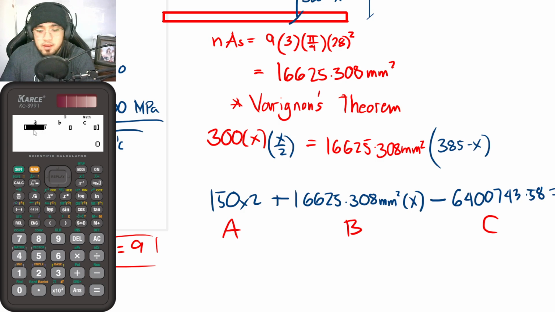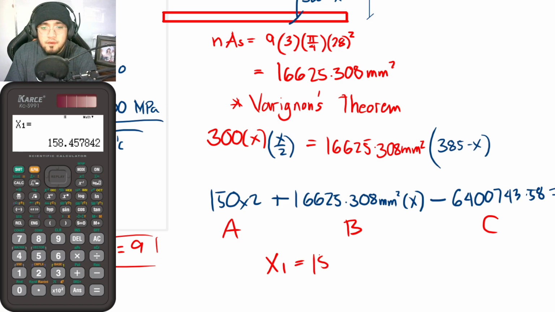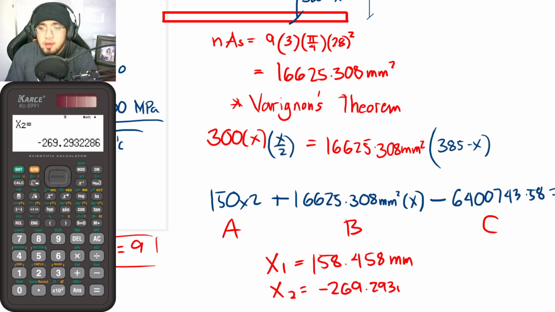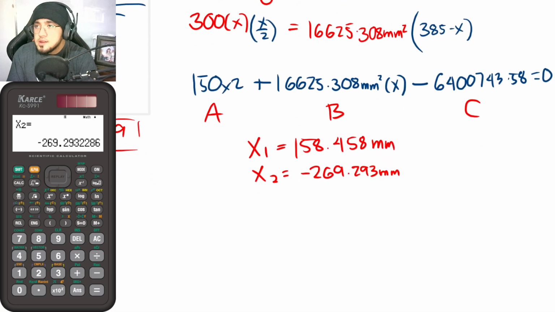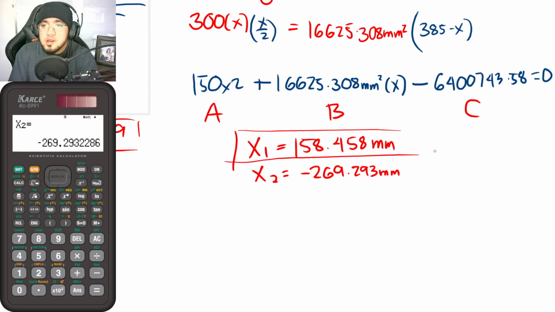So once again, I would just be typing them here. So 150. This is also 16625.308. And this is negative 6400743.58. Okay, so our answer here, for x1, for the first answer, is equal to 158.458 millimeters. Then for the second one, our answer here is negative 269.293 mm. But take note, guys, our answer here would now be the realistic one, which is the positive one, since we cannot have a negative value of x.